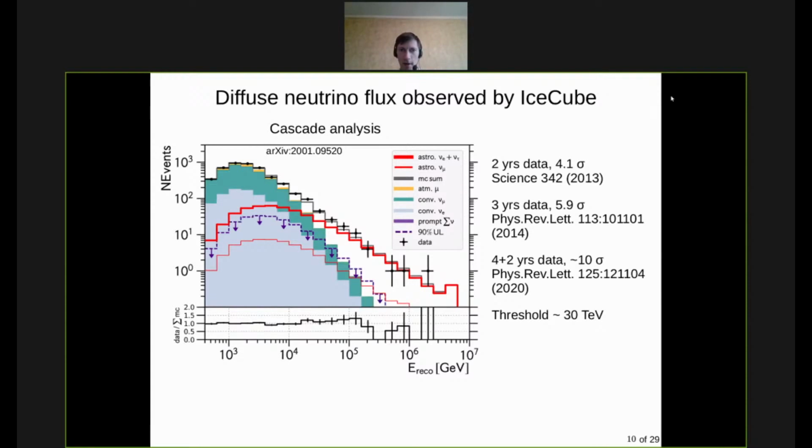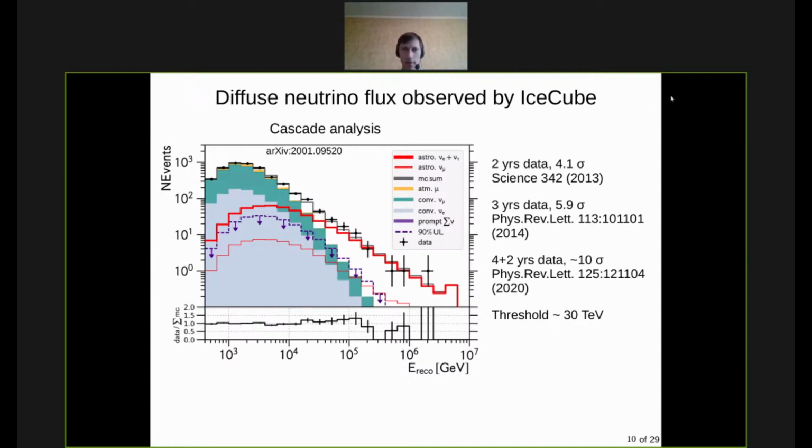On this slide, you can see a picture from a recent publication about the diffuse flux of astrophysical neutrinos. Here in black, you can see the data. Then the filled histograms are for the background, mainly from atmospheric neutrinos. And as you see, the measured neutrino spectrum is higher than the background at high energies. This is now interpreted as the presence of an astrophysical diffuse neutrino flux, which is fitted here and shown by a red curve. So at energies above 20 TeV or so, this astrophysical flux actually dominates over the atmospheric background, at least in this cascade analysis.